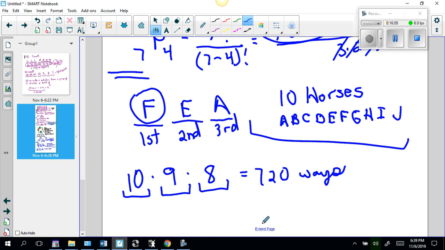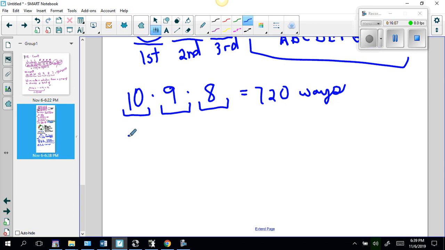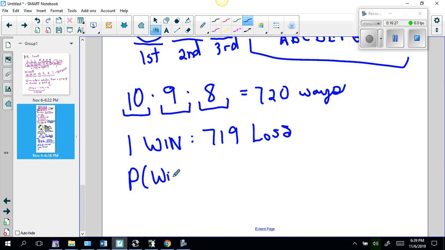to figure it out. I have one chance for a win and 719 chances for a loss. That's what I got. So I got 1 in 720. So the probability is really low because the probability of a win is one of those orders, distinct orders out of 720. With respect to odds, I got one chance to win and 719 chances to lose.